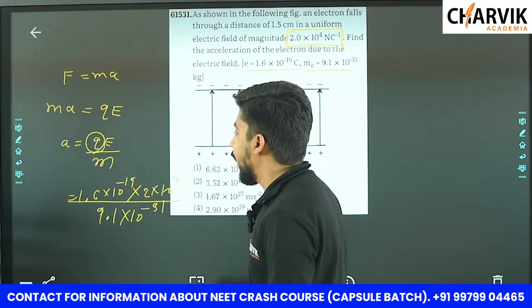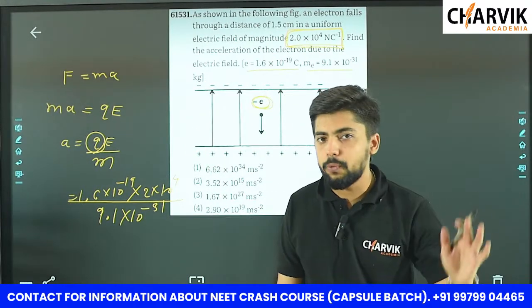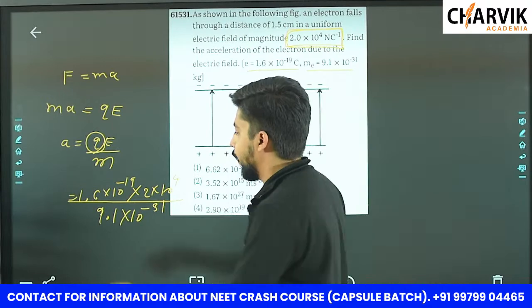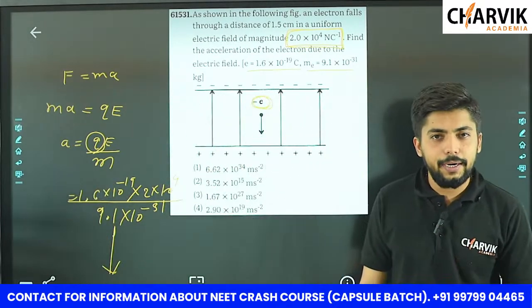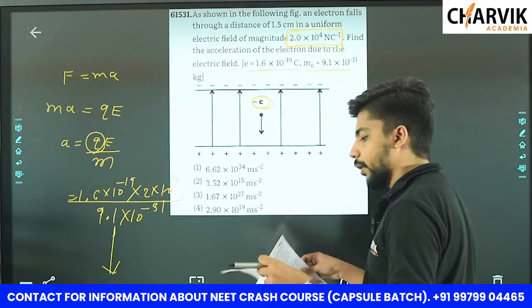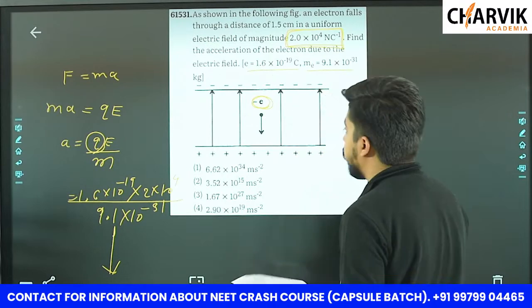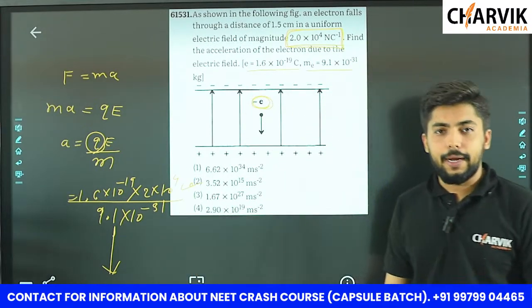There is no rocket science. You all know these formulas. These are the very basic formulas of electrostatics. So now you just need to calculate this in your calculator, as calculator is allowed in the GUJCET, and you will get the answer to this question, which is option number 2, 3.52 into 10 raised to 15, which is your correct answer.